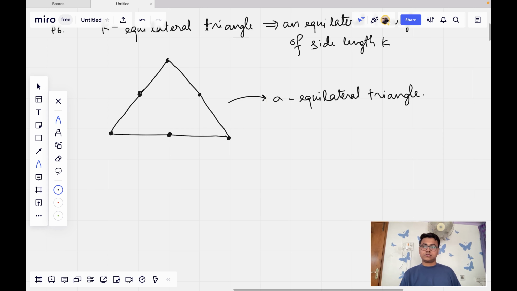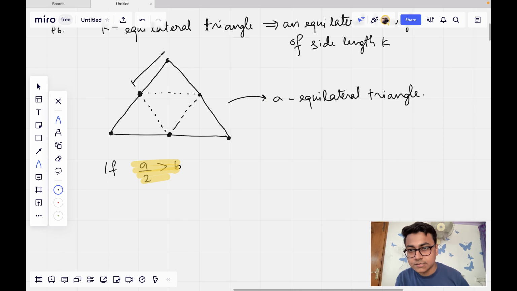So if A by 2 is greater than B, this is the first condition that we are exploring. If A by 2 is greater than B, look at this. These lengths are all A by 2. This is A by 2, this is A by 2, this is A by 2, this is A by 2. These 3 lengths are also A by 2. This length is greater than A by 2. This length is greater than A by 2. This is also greater than A by 2.